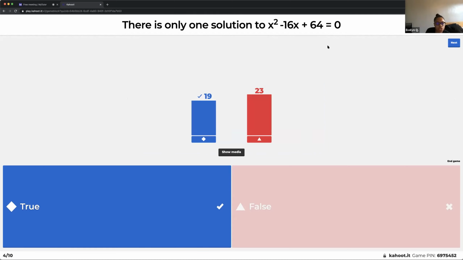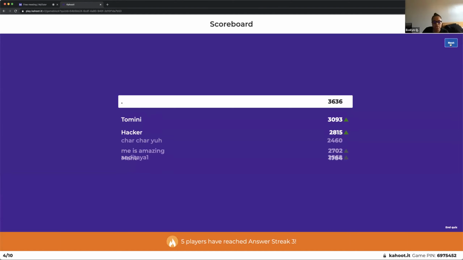If I factorize it, I'll get x minus 8 and x minus 8. And when I solve it, I'll get x equals 8 for both of them. So they're both exactly the same. So I've only got one solution, x equals 8, because there's only one number that x could be equal to. So this one would be true. Brilliant. Right.